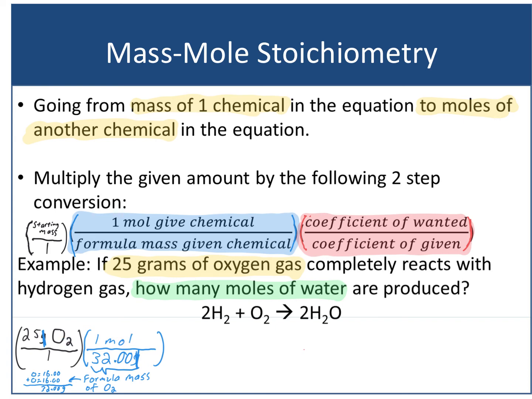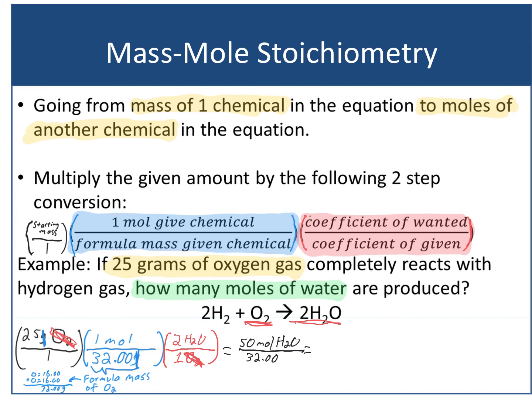Now that I have moles, I can change that chemical up by using my balanced equation. There's 1 O2 for every 2 H2Os. Now my oxygens cancel. Multiply my numerators. 25 times 1 times 2 is 50. Carry the units over: moles of H2O. There are no units in the denominator, but it's still 1 times 32 times 1, which is 32.00.